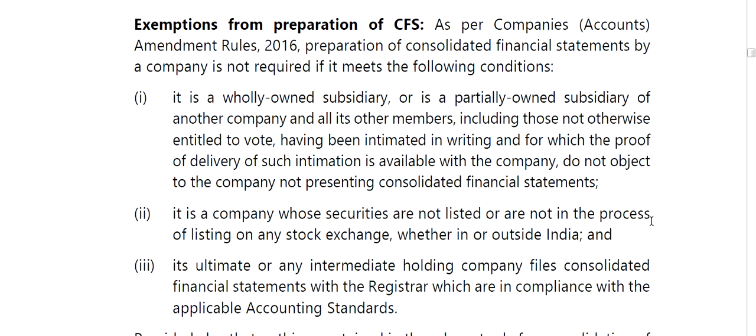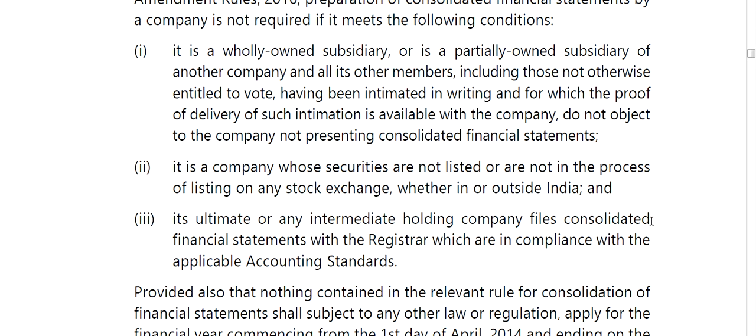It is a wholly owned subsidiary, or a partially owned subsidiary of another company, and all its other members, including those not otherwise entitled to vote, having been intimated in writing, and proof of delivery of such intimation is available with the company, do not object to the company not presenting CFS. It is a company whose securities are not listed or not in the process of listing on any stock exchange, whether in or outside India.